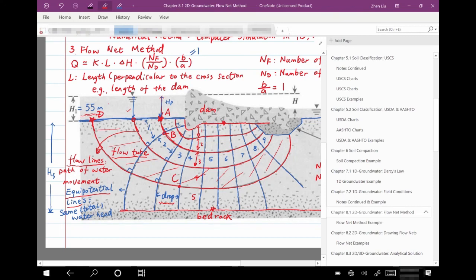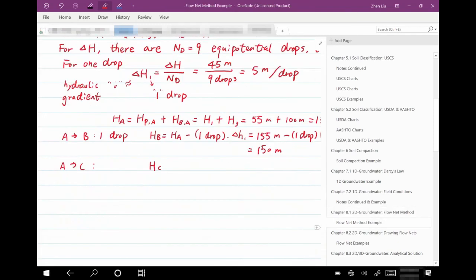Point D to point C, 3. First one from here to here, right? 1, 2, 3. So 1, 2, 3. 3 drops. Get it back to here.